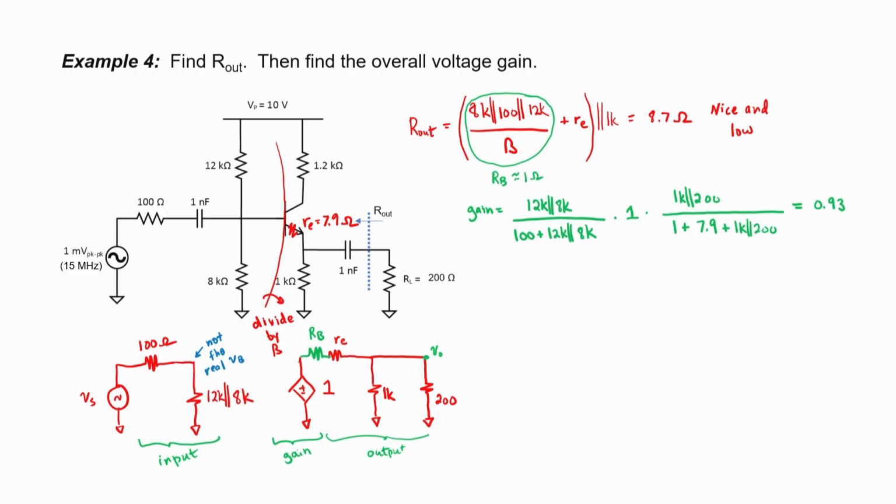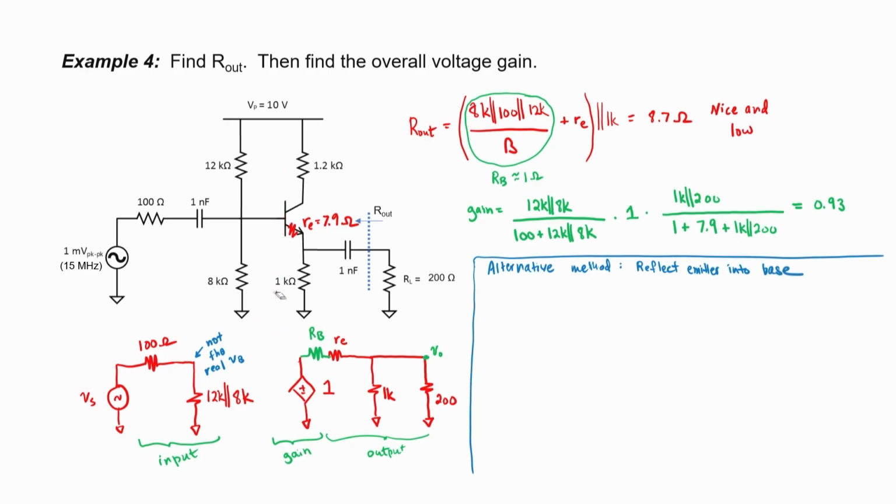You might be a little bit confused about me not using impedance reflection for the input side. I used it for the output side instead. Let me now show you an alternative way of finding the gain where we reflect the emitter resistance over to the base side. In this method, I'm going to bring the resistors that are connected to the emitter over here to the base. I'll have to multiply them by beta in order to do that. Let's draw the equivalent circuit. Now I'm going to apply impedance reflection.